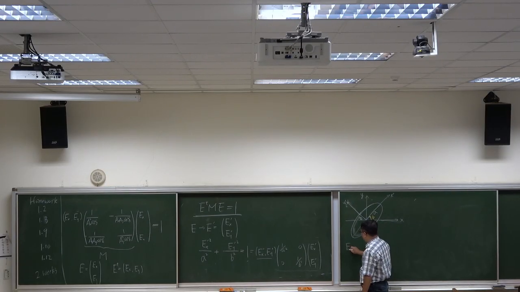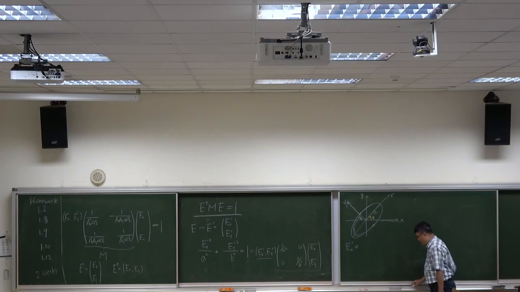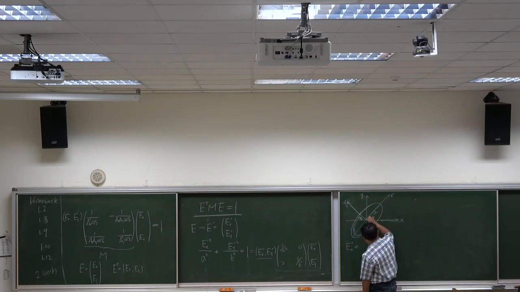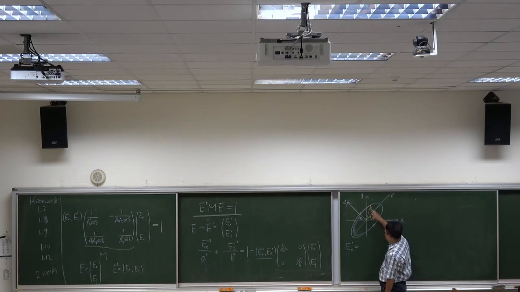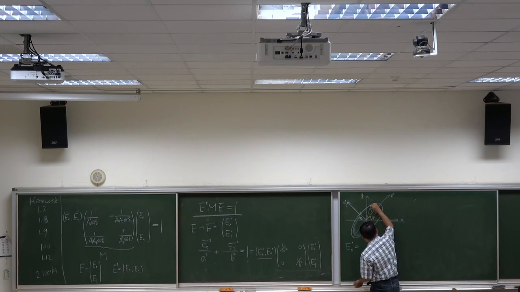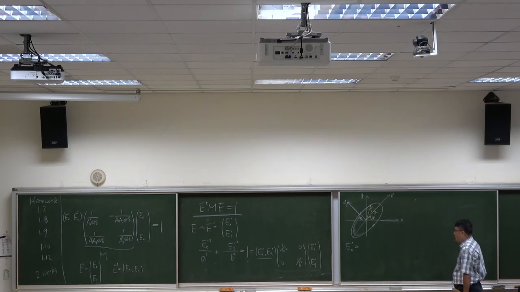We know what Ex prime is. Suppose this is an instantaneous E vector. Then what is Ex? Ex is the projection of this E vector on the X unit vector. And now if we project it on the X prime axis, we get Ex prime, Ey prime.